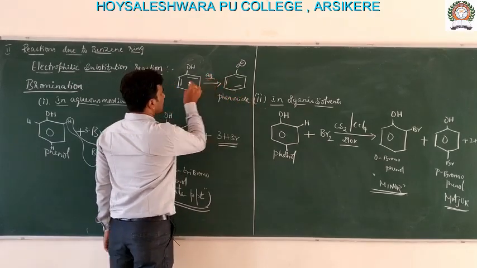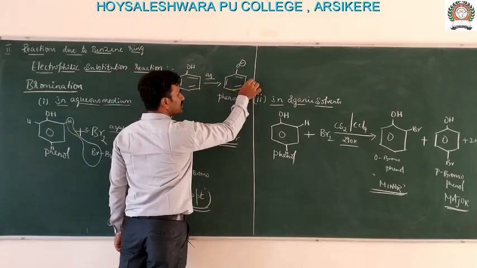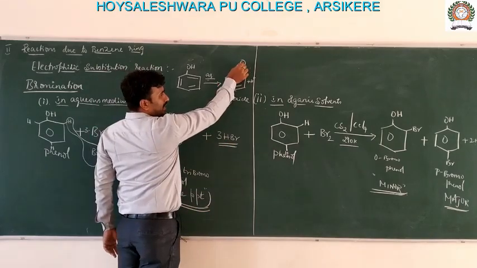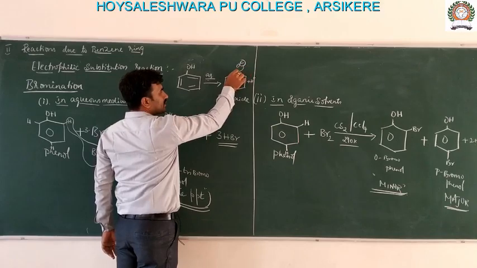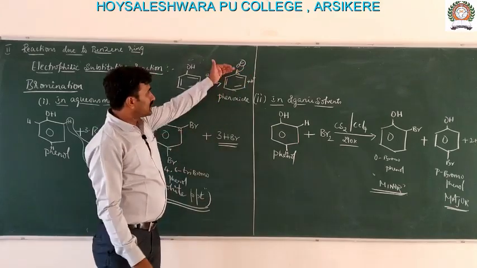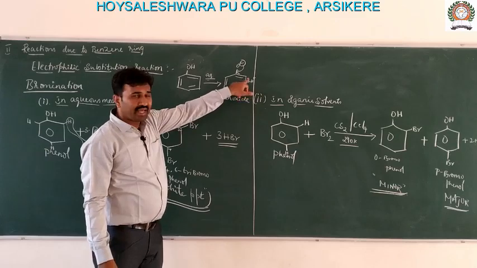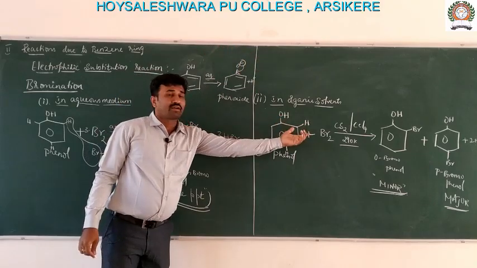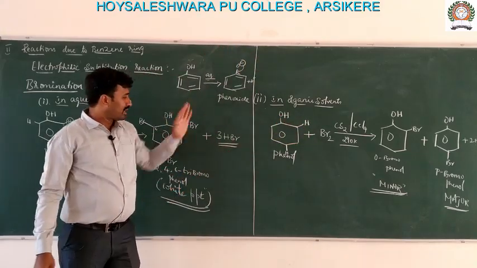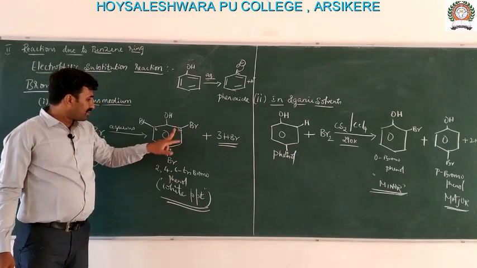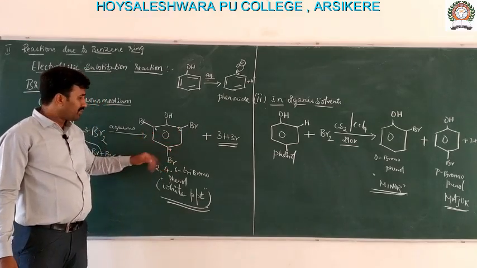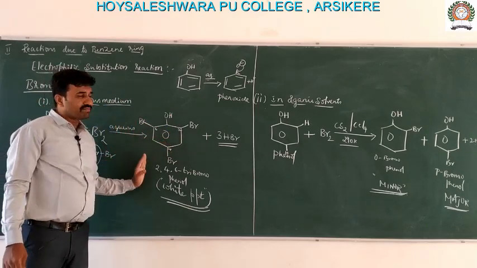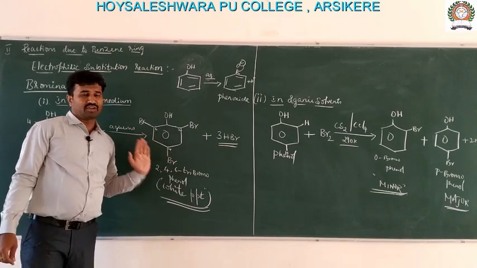In aqueous medium, the phenol ionizes to form phenoxide ion and H+. In this phenoxide ion, the negative charge on the oxygen atom gets distributed towards the benzene ring, making the electron density of the benzene more compared to phenol in organic solvents. Therefore, the electron density is more at the second, fourth and sixth positions, and the electrophile bromine attacks these 2, 4, 6 positions to form 2, 4, 6 tribromophenol.